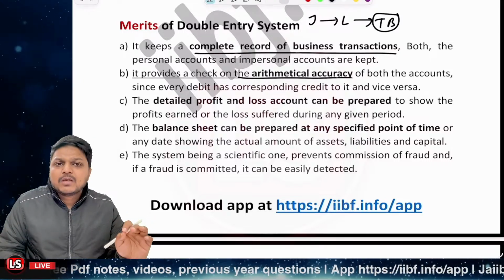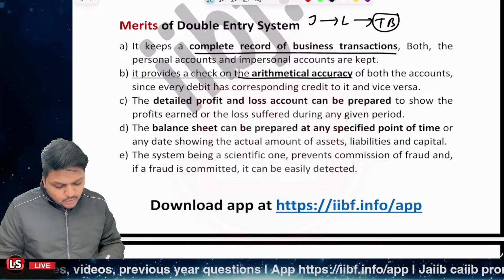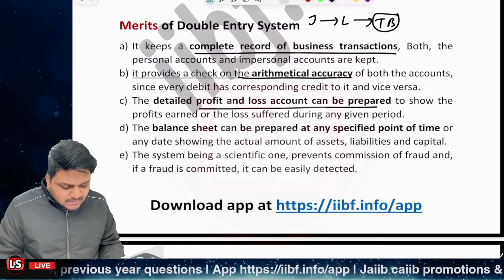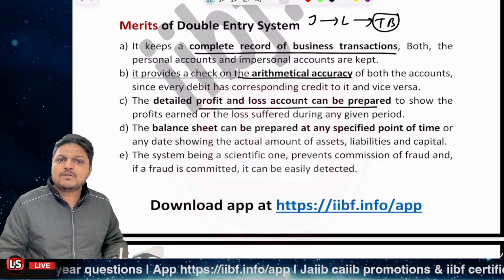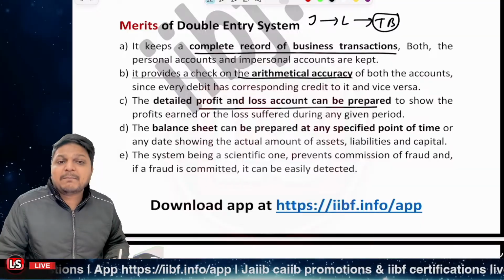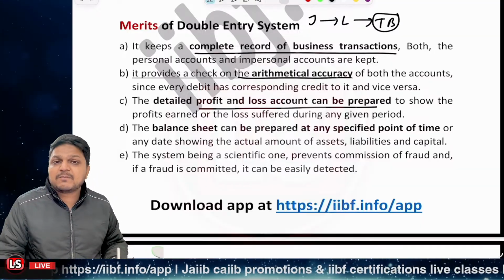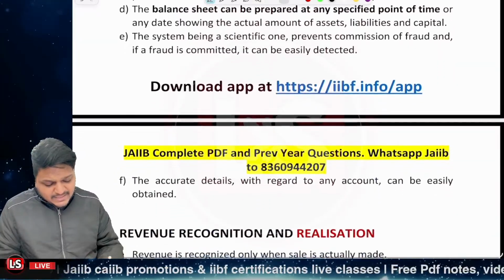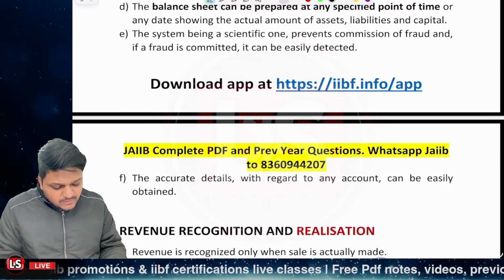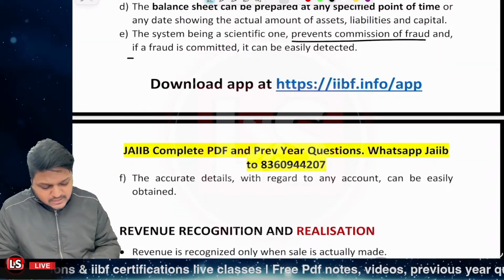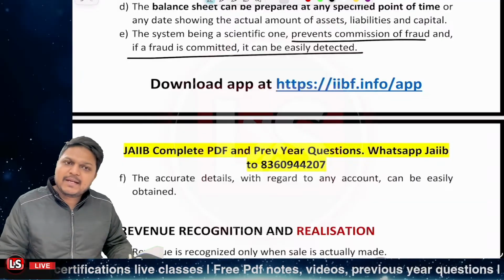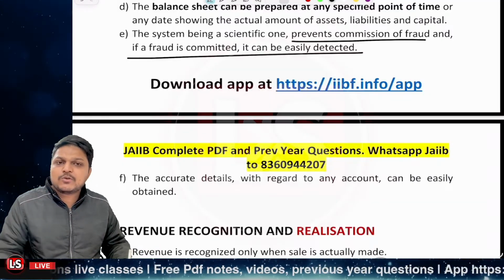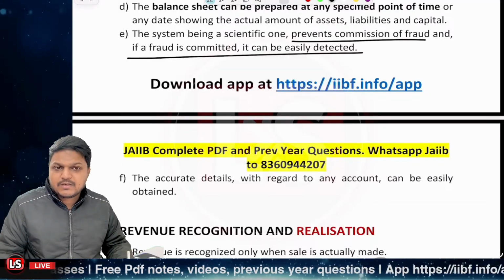Is that clear? So it gives you a clear picture related to profit and loss, because all the accounts will be opened, profit and loss can be prepared, and the balance sheet can be prepared at any specific point of time, right? So this is very much systematic and scientific, and it prevents the commission of fraud, and if a fraud is committed, it can easily be detected. That is why in CBS it is very much easier to detect frauds, right?